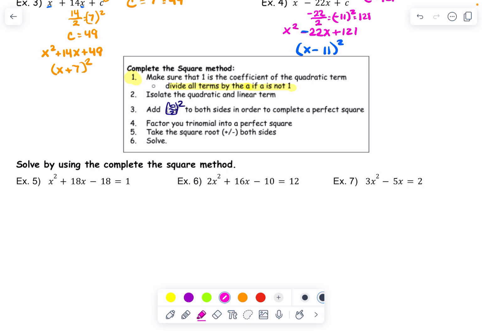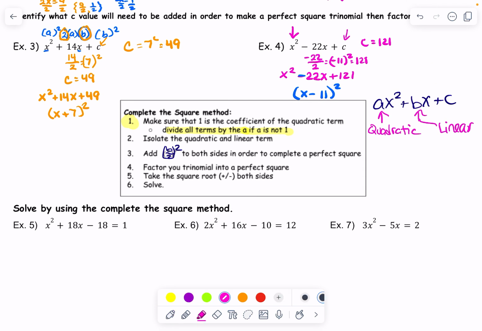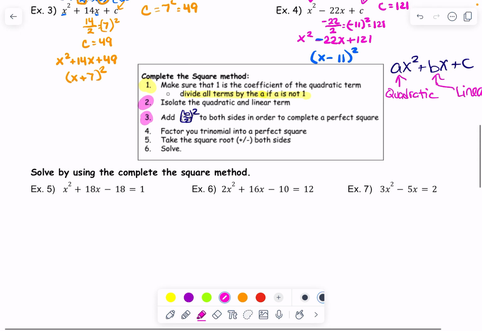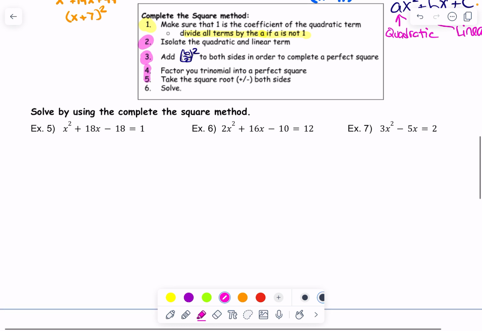Then we're going to isolate the quadratic and linear term. When I'm talking about the quadratic and linear term, if I'm looking at a polynomial, this is the quadratic term, this is the linear term. So I want to isolate those, get those alone on one side, okay? Then I'm going to do what I did above, which is make that perfect square. So isolate them, then make the perfect square, and then basically solve from there. So let's check this out.